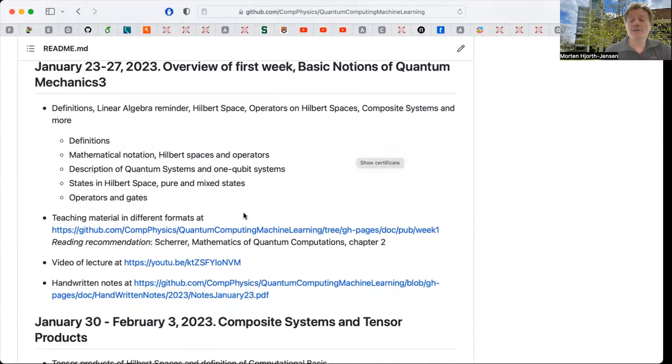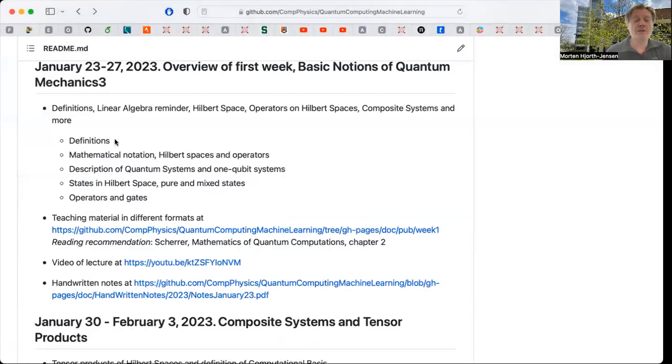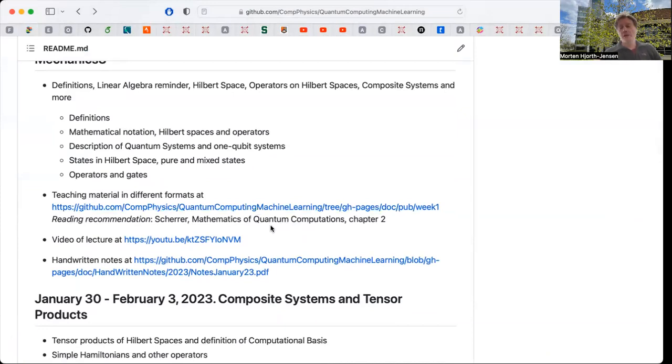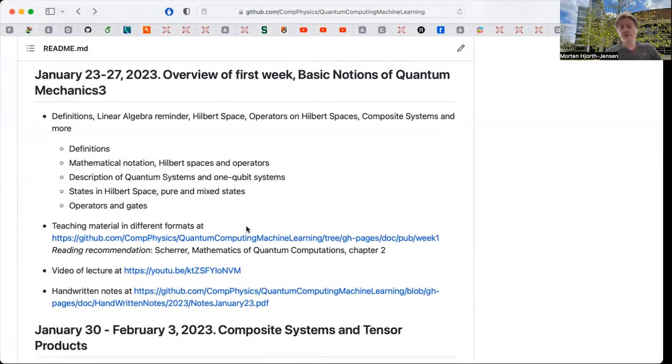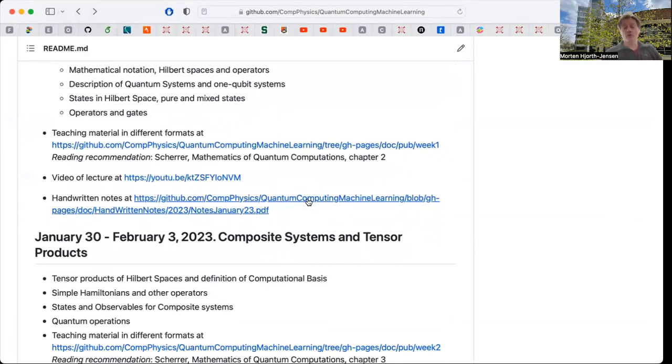You will also find the slides. If you click on links like this one, you can choose the kind of format you want to use, whether you want to just look at the HTML file, or the Jupyter notebooks, or the PDF version of the slides. I'm trying to update these slides as frequently as possible. You will also find, after every session, a video of the lecture, which should give you a rough overview of what we've gone through. And then you will also find the handwritten notes, which are basically the notes which we went through.